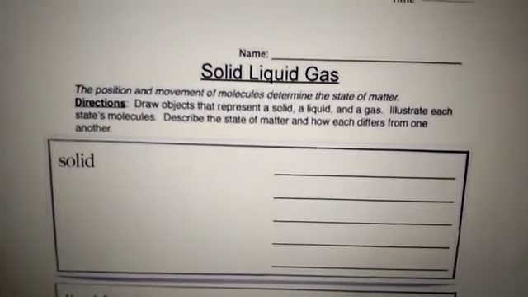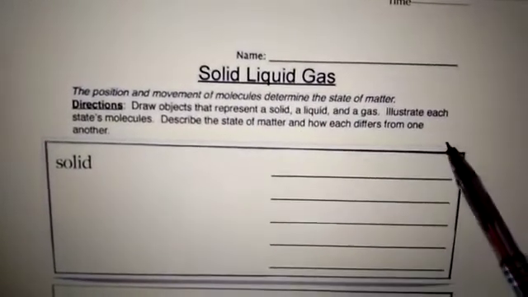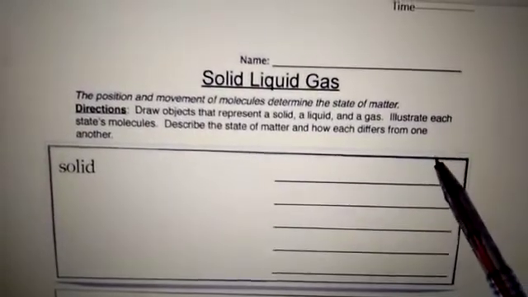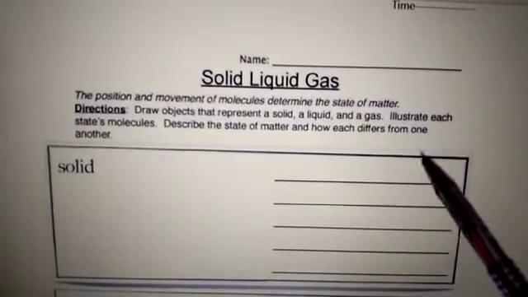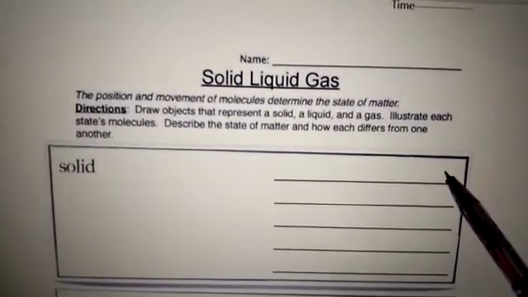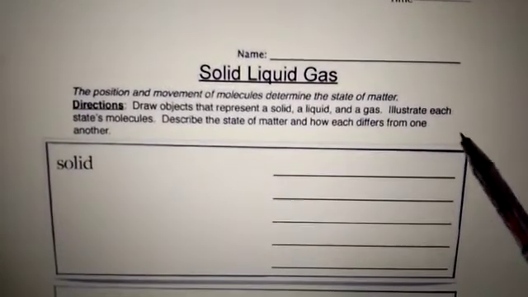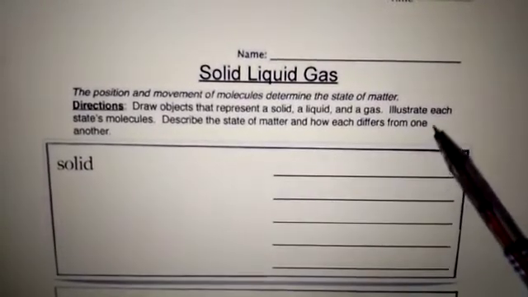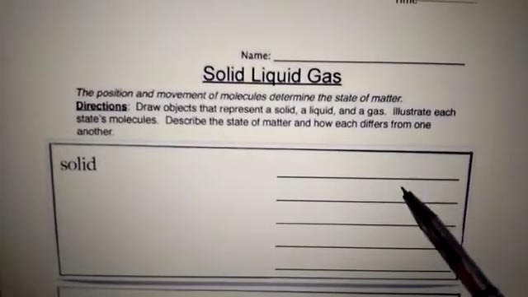Solid particles are packed tightly together. First of all, I will tell you what is a particle. Matter is made up of small bits. We call these small bits particles. These are too small to see. We can see these particles only with a microscope. We cannot see the particles with our naked eye.